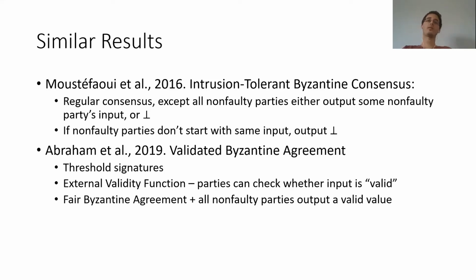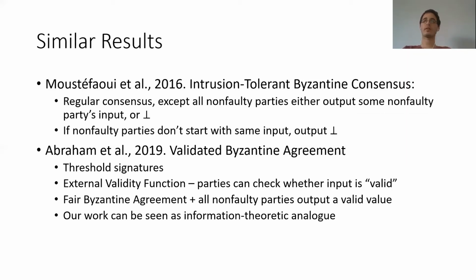Another approach seen by Abraham et al. in 2019 is a validated Byzantine agreement protocol. This protocol uses threshold signatures and an external validity function suggested by Cachin et al. in 2001. The function is an external function. Every party can run it, and with that function, they can check whether an input is valid. This protocol is basically fair Byzantine agreement, except all non-faulty parties also output a valid value. Our work can be seen as an information theoretic analog of this work.